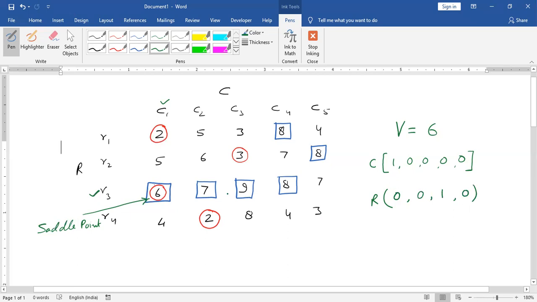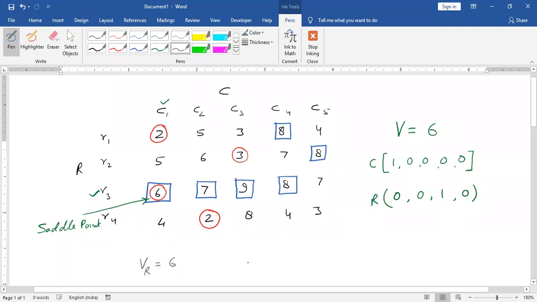So through the square and circle, that is, column wise maximum and row wise minimum, we find out where the square and circle come together, and that is known as the saddle point. The value at the saddle point is known as the value of game. We can say the value of game for player R is equal to 6.